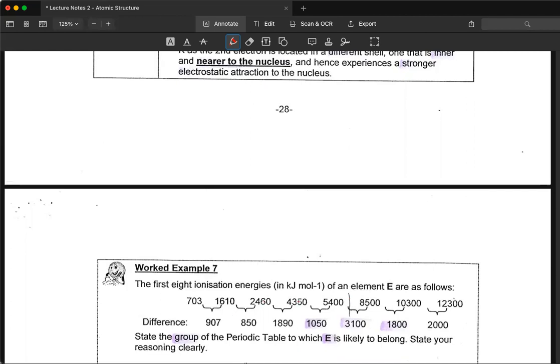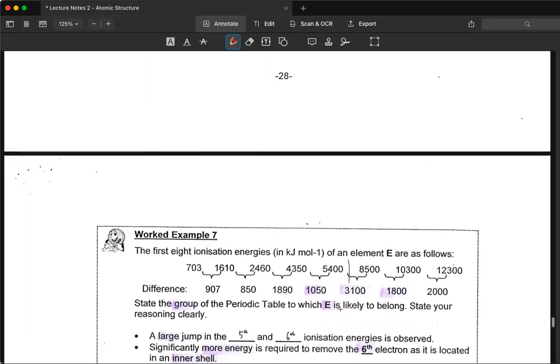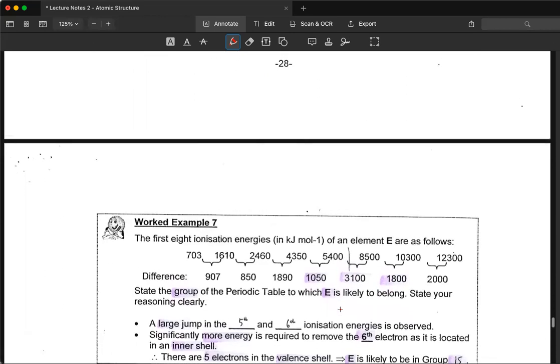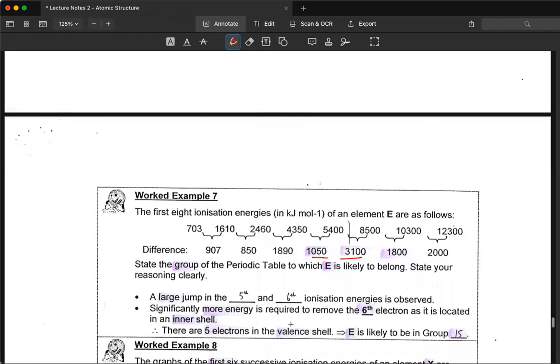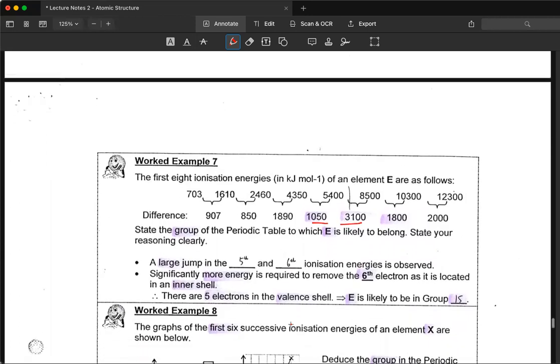So first, second, third, fourth, fifth to sixth. So group 15, correct? So how do you explain this? There's a large jump between the fifth and sixth IE. So more energy is required to remove the sixth electron because it's located in the inner shell. So there are 5 electrons in the valence shell. So this element is in group 15.